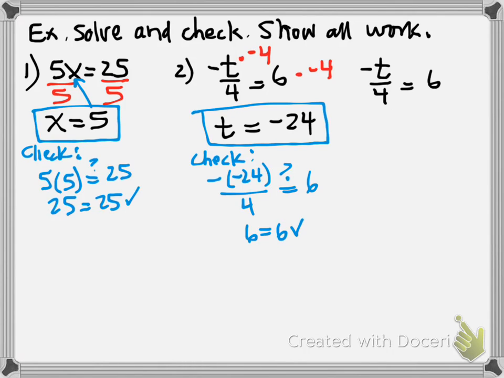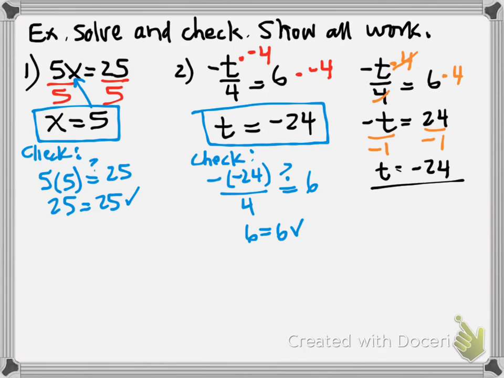So first thing you could do is multiply by the 4 to get rid of the denominator. And that gives you negative t equals positive 24. And then you can either multiply or divide both sides by that negative 1. I'm going to divide by negative 1. Notice that I'm not dividing by a sign, I'm dividing by a value. So that gives me t equals negative 24.